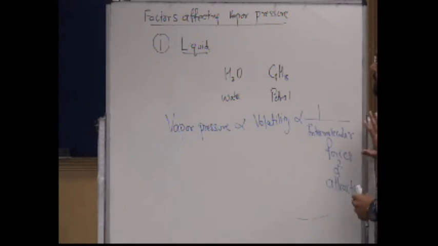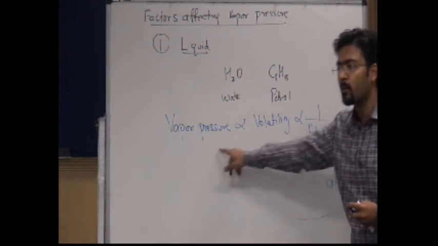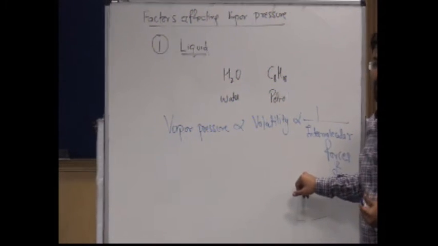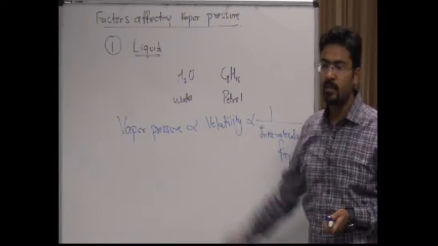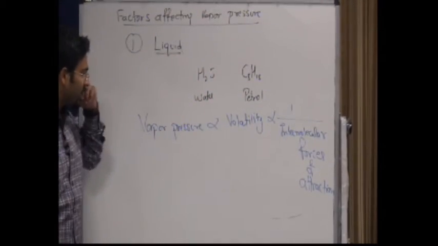this is a subjective relation. It's not objective, as in the sense that if volatility will be doubled, the vapor pressure will be doubled. If intermolecular force of attraction has gone 3 times down, it will increase 3 times. No, it's not the case, right? So it's a subjective relation which I've just written here.